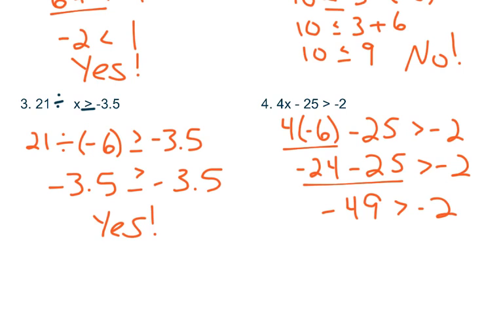Is negative 49 greater than negative 2? Again, if you look at the number line, negative 49 is much farther to the left than negative 2 is, and the number that is farther left is the smaller number of the two. So negative 49 is not greater than negative 2. It's much smaller, so this one is a no, not a solution.